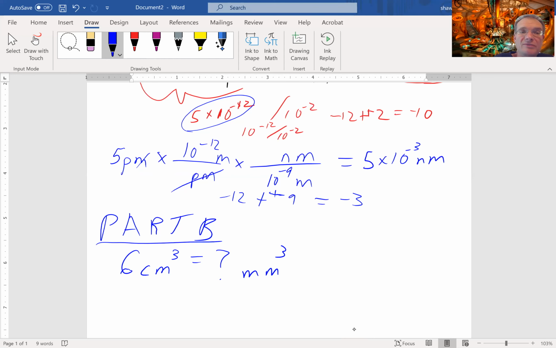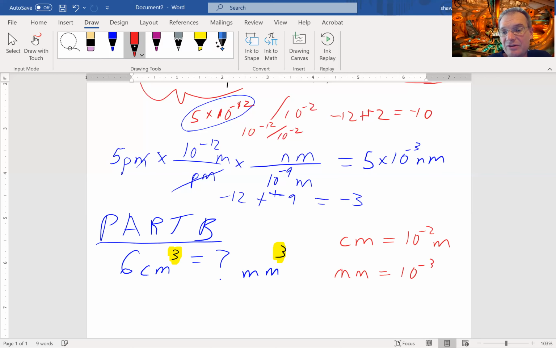Remember, when we're dealing with cubic relationships, those prefixes break down. We have to establish new relationships. The way we do that is to write our linear relationship that we know. In this case, a centimeter is 10 to the negative 2nd meters. A millimeter is 10 to the negative 3rd meters. To get the cubic relationship, we're going to cube each of those.